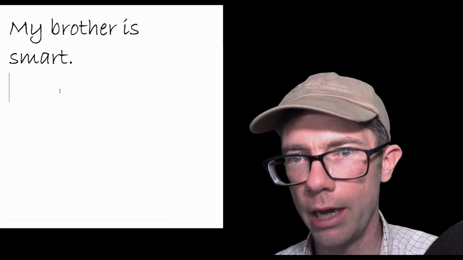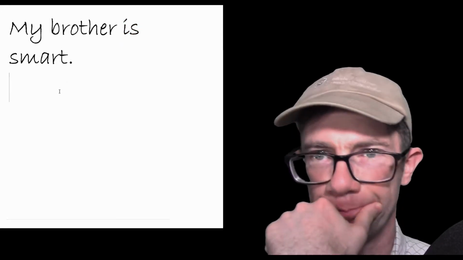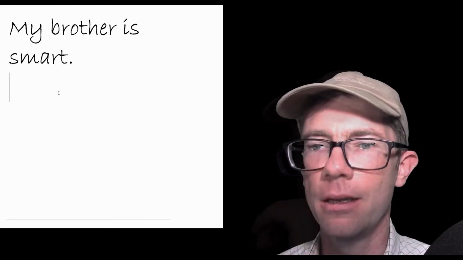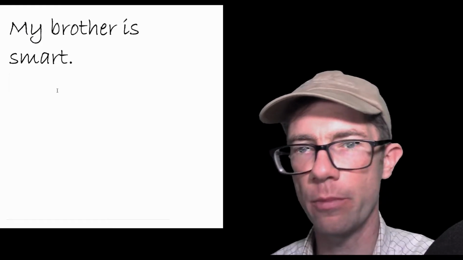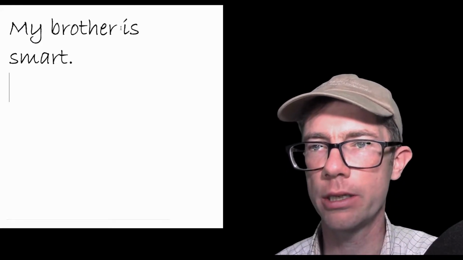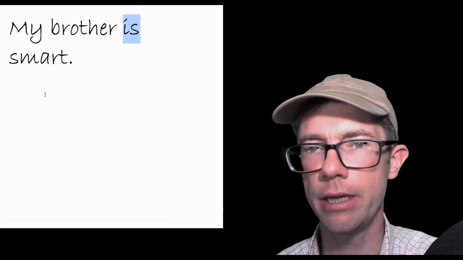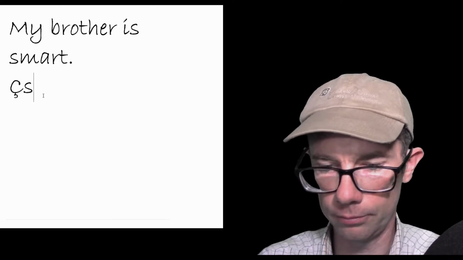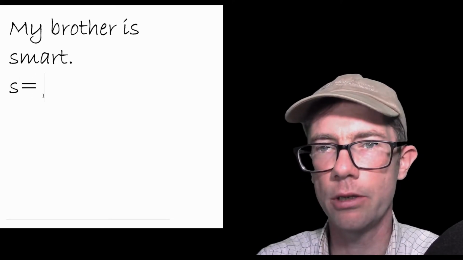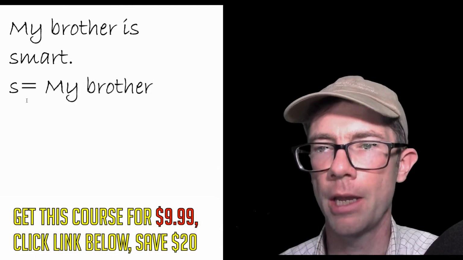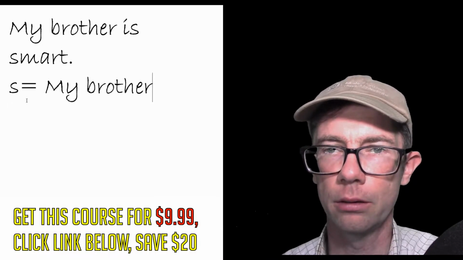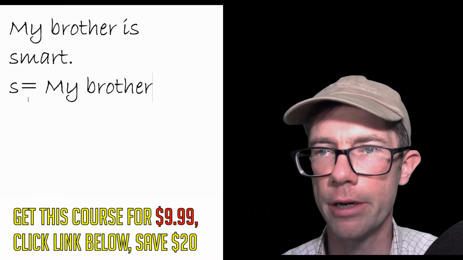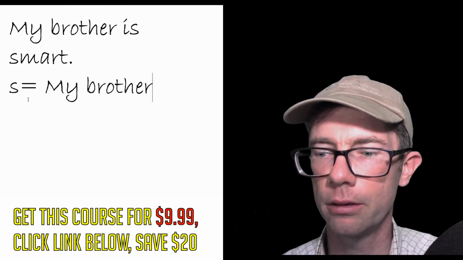Now, let's go on and find the subject. How do we find the subject? We find the subject by asking who or what plus the verb. Who or what is? The answer is my brother. So, subject equals brother. How do we find the predicate? We ask subject what? Subject my brother what? My brother is smart.